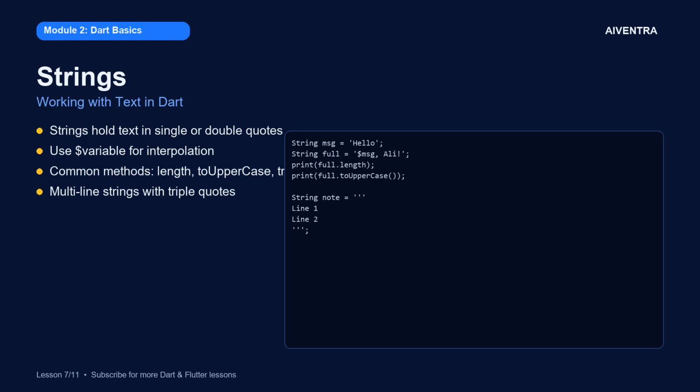Since Flutter UI is full of labels, buttons, and dynamic messages, mastering strings is essential. Practice interpolation and common string methods until they feel natural. Clean text handling makes your apps look polished and professional.